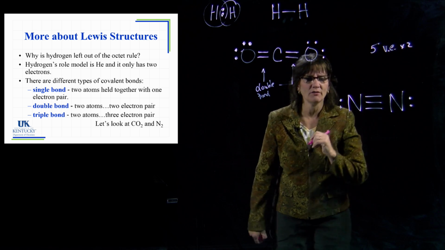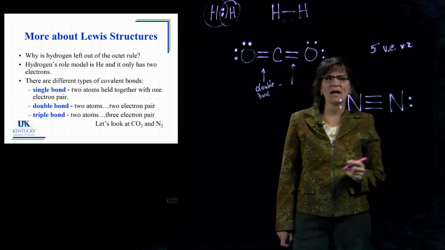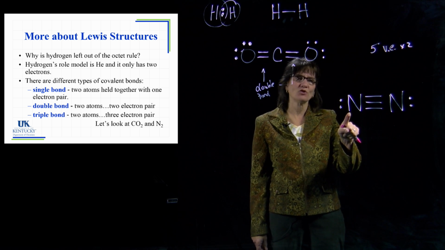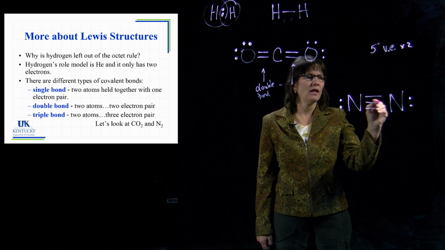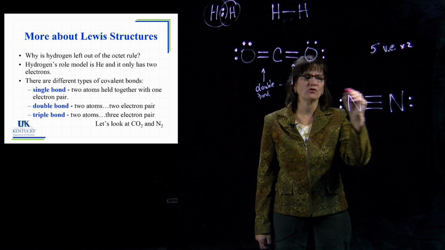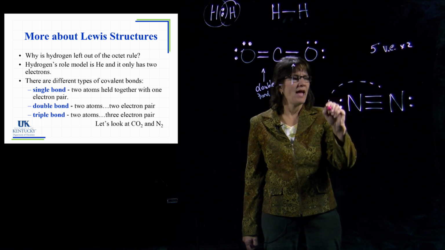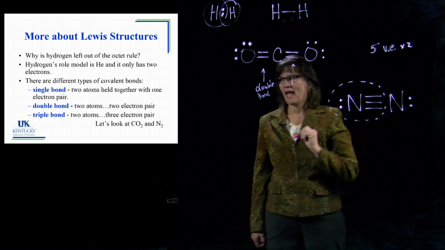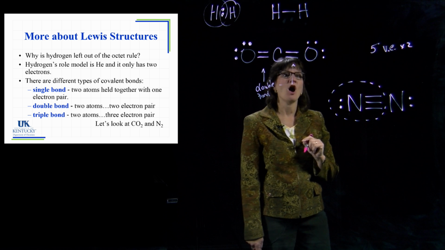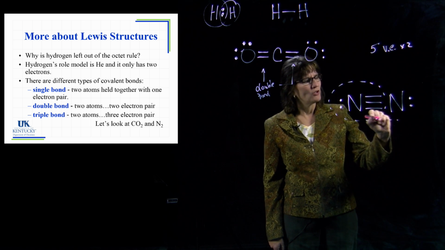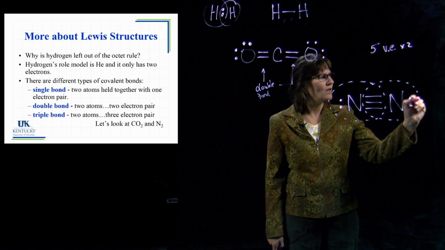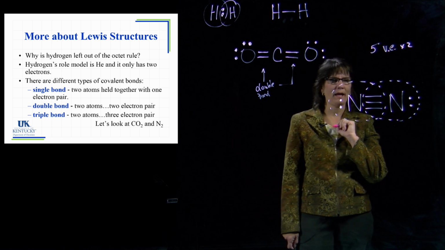So it uses all 10 of them, and it makes both nitrogens happy. This nitrogen has these 2 electrons plus claims all of these, 2, 4, 6 more. So nitrogen sees himself as having 8 electrons. Happy. Octet rule being satisfied. This nitrogen also takes claim to those electrons, so this nitrogen is also happy.